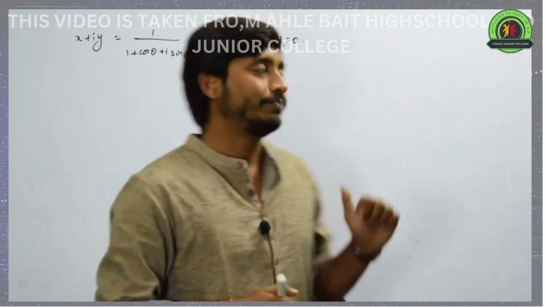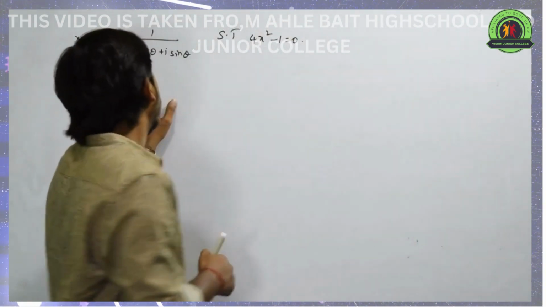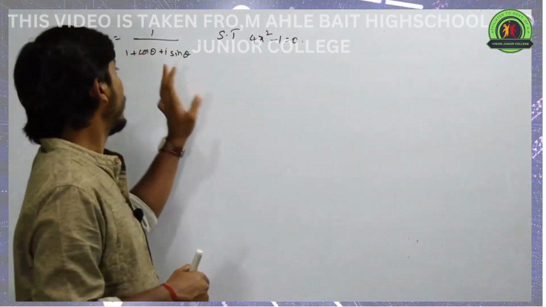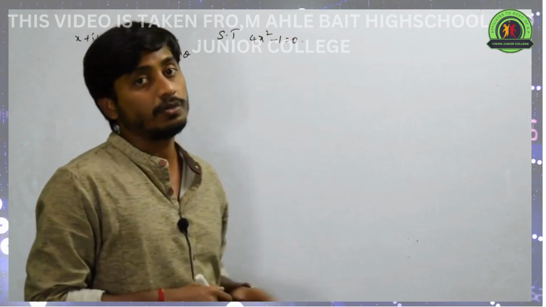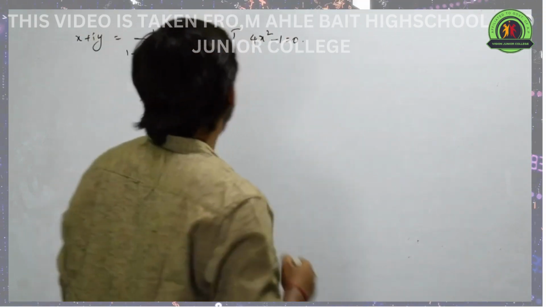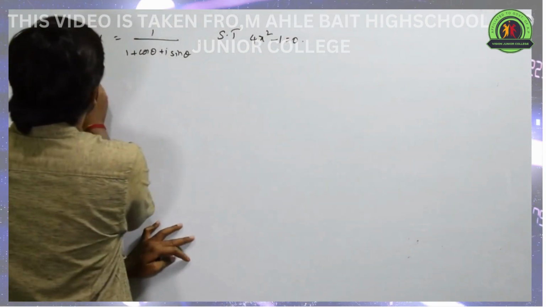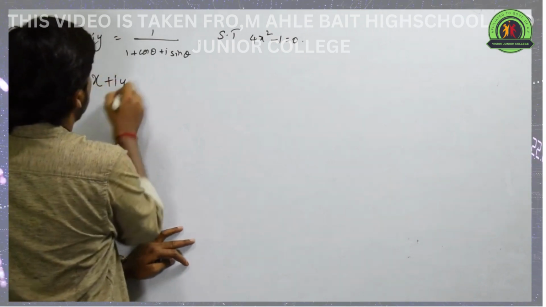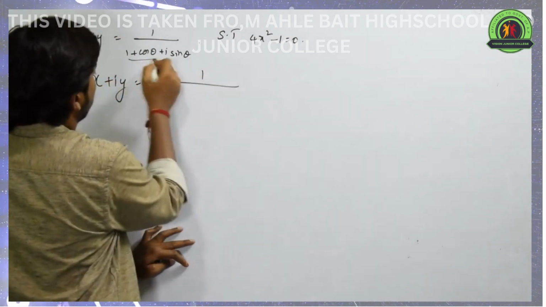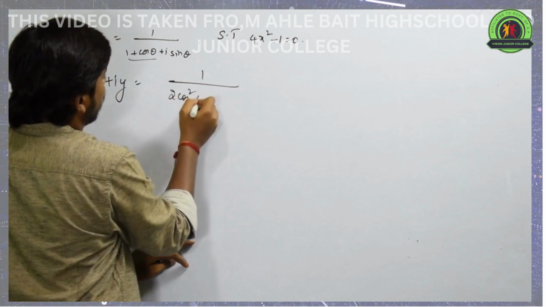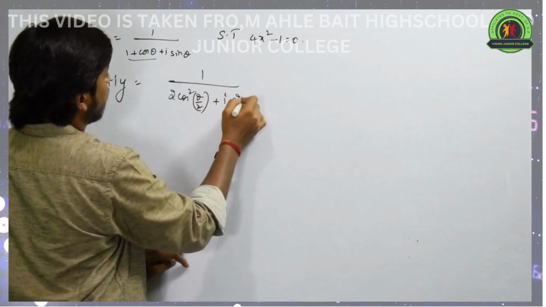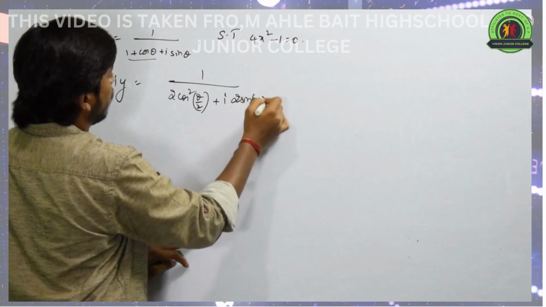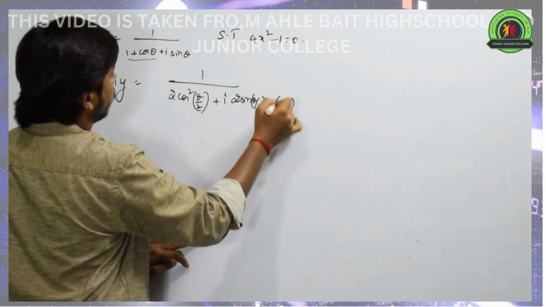Clear? Fine. Look at this question here. It says that x plus iy equals 1 by 1 plus cos theta plus i sin theta. Then show that 4x square minus 1 equals 0. How do we do it? First we have to simplify this. x plus iy is equal to 1 by 1 plus cos theta, which is 2 cos square theta by 2, plus i times sin theta, which is 2 sin theta by 2 cos theta by 2.